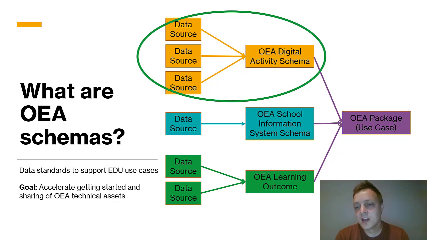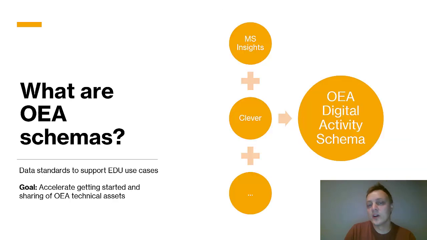The key, though, is if OEA packages, use cases, code, libraries, things like this are built on top of these schemas, then they're easily transferable across spaces. So that's sort of the ambition. For today, I'm going to give a deep dive into the digital activity schema, the first start on this approach. And I'm going to demo it for two specific data sources. One is Microsoft Insights, and the other is Clever. And I'll showcase how you combine these into one single standardized schema. And it's pretty easy to see how you would do this for a number of other data sources as well.